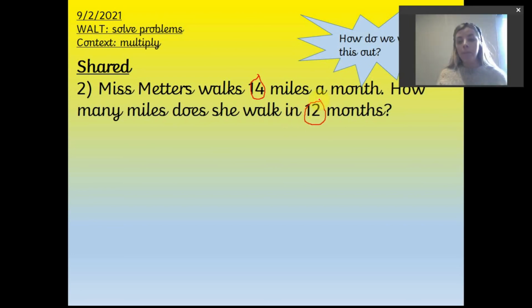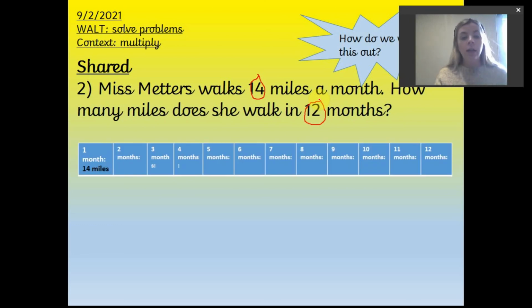So here are 2 key bits of information. We've got 14 miles in 1 month. We want to know how many miles I walk in 12 months. So that can look a little bit like this. We've got the 1 month, 14 miles, and we want to know how many miles I walk in 12 months. So we're doing 14 times 12. So you want to do 12 lots of 14.